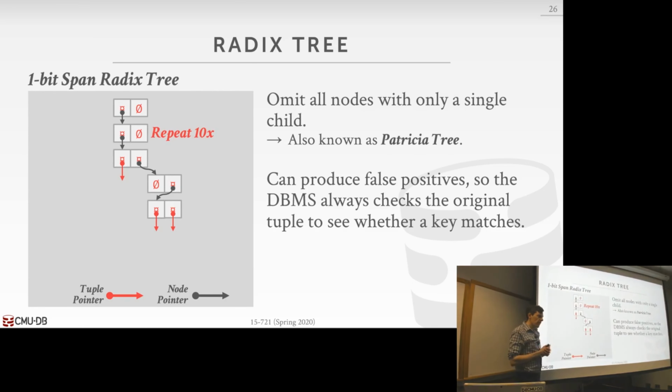How do you actually differentiate between a pointer to another node versus a pointer to an actual tuple? The question is, how do you differentiate between a pointer to another node and a pointer to an actual tuple? It's like a bit. Yeah. I guess you can also compress the 10-0 on top. Yeah, sorry, yes, that would be possible.